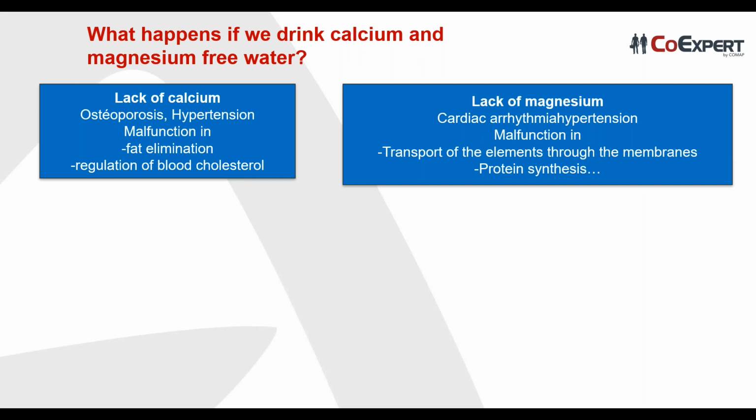What happens if we drink calcium and magnesium free water? Of course, it's not just one time, it's all the time, every day. The lack of calcium can lead to osteoporosis, hypertension, malfunction in fat elimination, for example, or regulation of good cholesterol. It's just some examples. We can find many other malfunctions due to the lack of calcium. About the lack of magnesium, some cardiac trouble and some malfunction too in the transport of elements through the membranes, the protein synthesis, and a lot of other trouble. So pay attention to that.